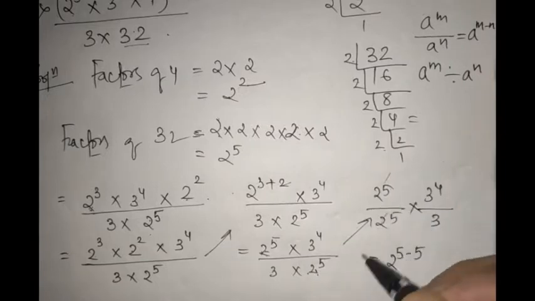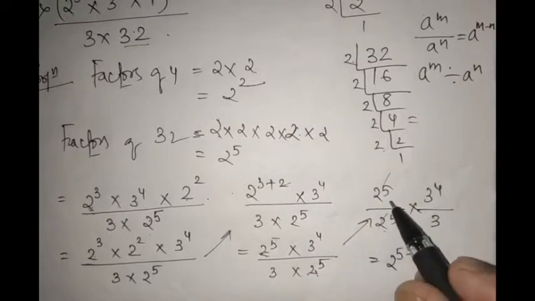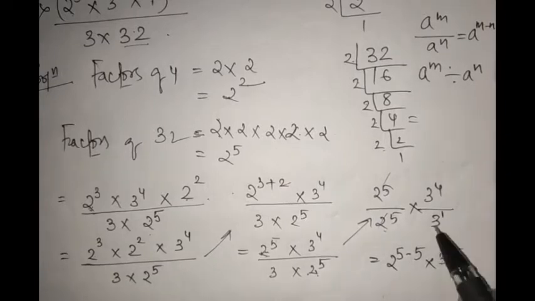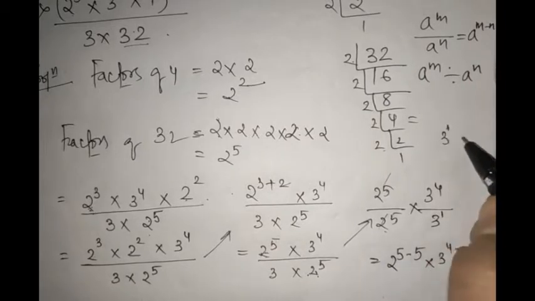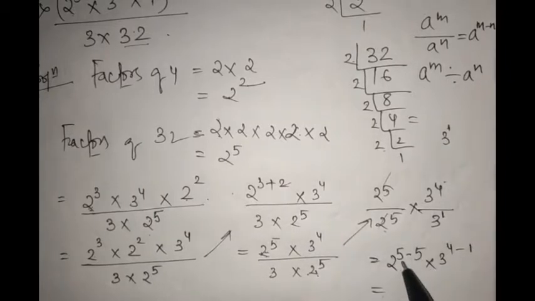Here only you can cut and only you can deal with this too. But I am not jumping in any of the parts. So if you have the division, then the powers will be subtracted. Similarly 3 to the power 4 minus, over here it is 1. If you have just a single number, what will be its exponent? 1, because 3 to the power 1 is 3. So this 1 will be getting subtracted. Now 2 to the power 5 minus 5 is 2 to the power 0, into 3 to the power 3.